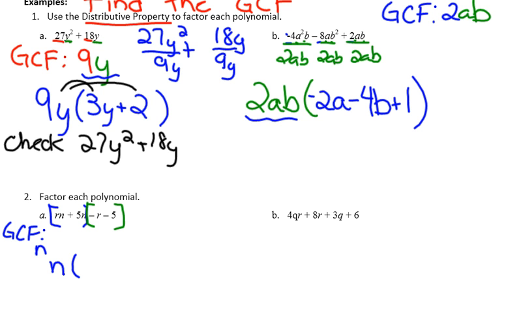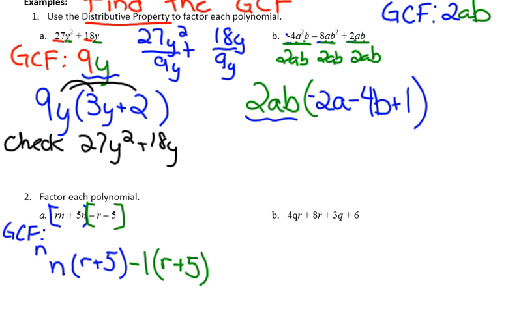So Rn divided by n is R. 5n divided by n is 5. So that was just the blue part. I pulled an n out, my greatest common factor, and I was left with R plus 5. Now I'm going to do the same thing for the green half. I'm going to pull out a -1, so I'm going to divide everything in here by -1. -R divided by -1 is R. -5 divided by -1 is +5.